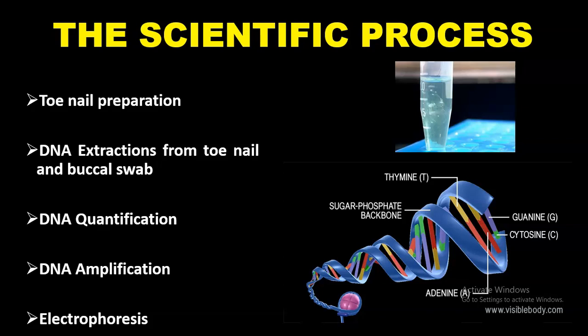After extraction, the extracted DNA was subjected to DNA quantification. That's to know the amount of DNA extracted. After knowing the amount of DNA extracted, the DNA was once again subjected to DNA amplification. That is to amplify or PCR the target sequences on the DNA. Then, the amplified fragments were detected using capillary electrophoresis, and the profiles were viewed with GeneMapper IDX software.